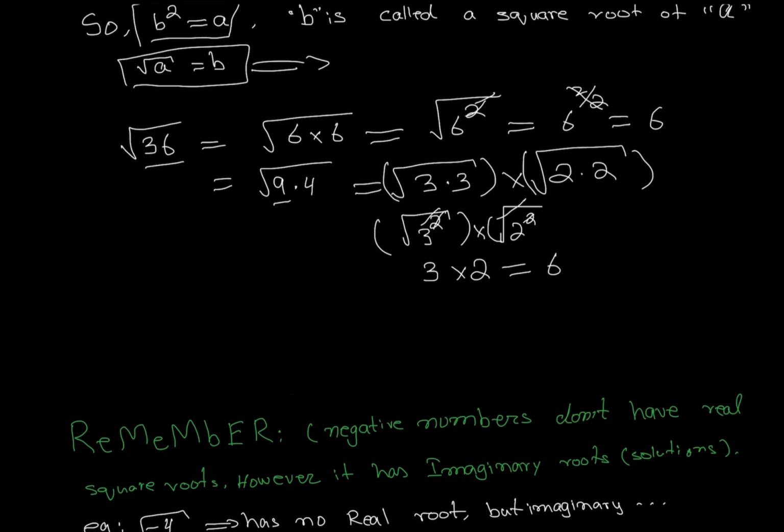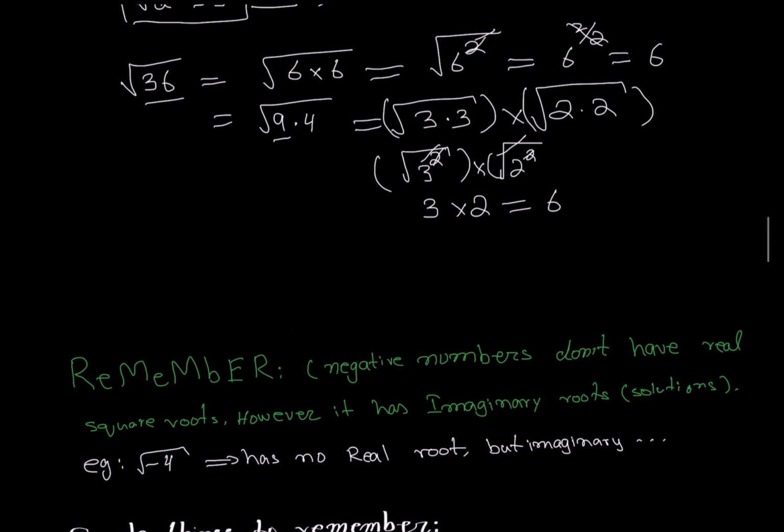So no matter what route we take, we will end up with the same answer. We will discuss these rules and these properties later on in this very video. Before we go there, we have to talk about this reminder here. Remember, negative numbers don't have real square roots or solutions. However, they have imaginary roots or solutions.